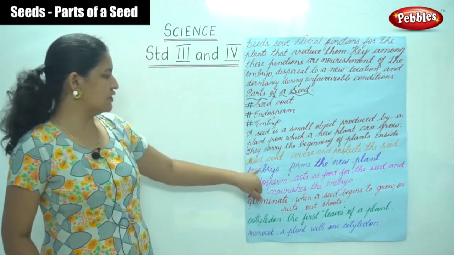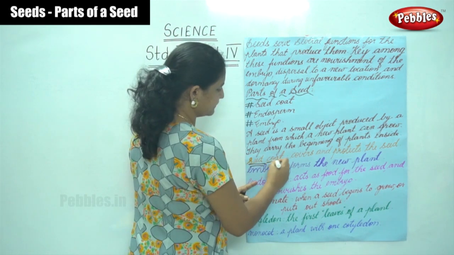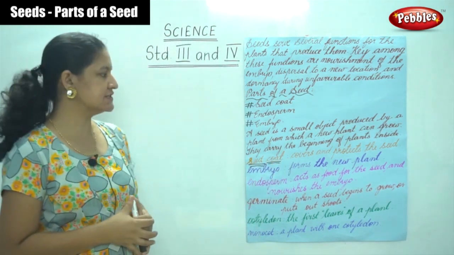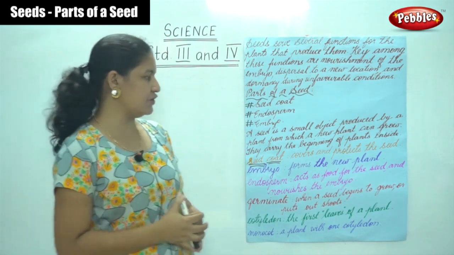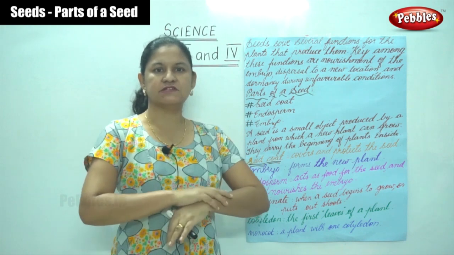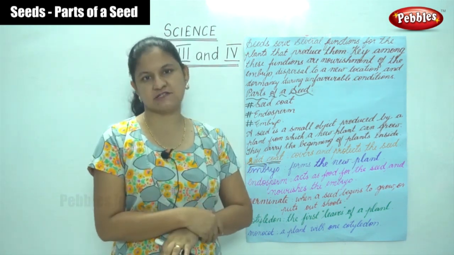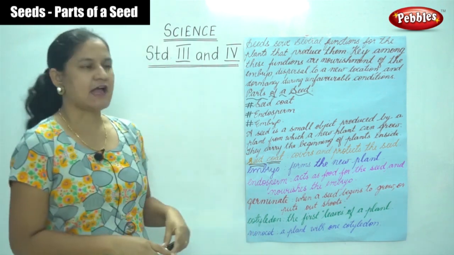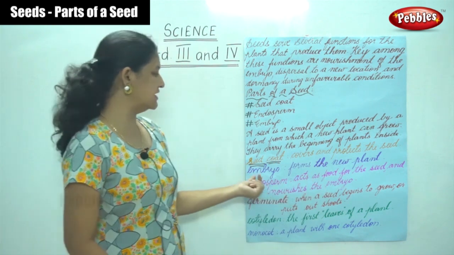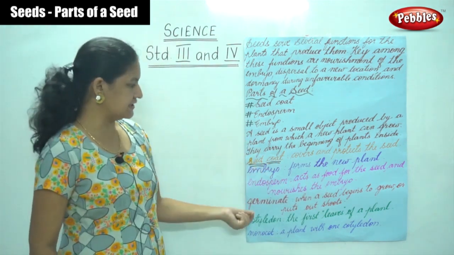The next is your seed coat. A seed coat covers and protects the seed embryo. Just like for humans, the skin covers the flesh and protects the flesh, the seed has a seed coat which covers and protects the seed embryo.